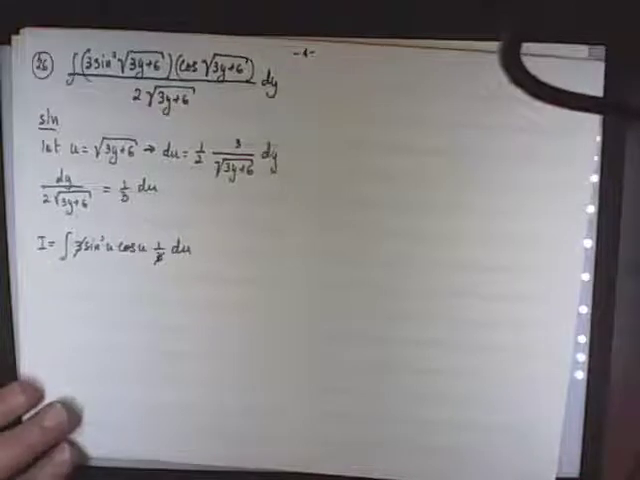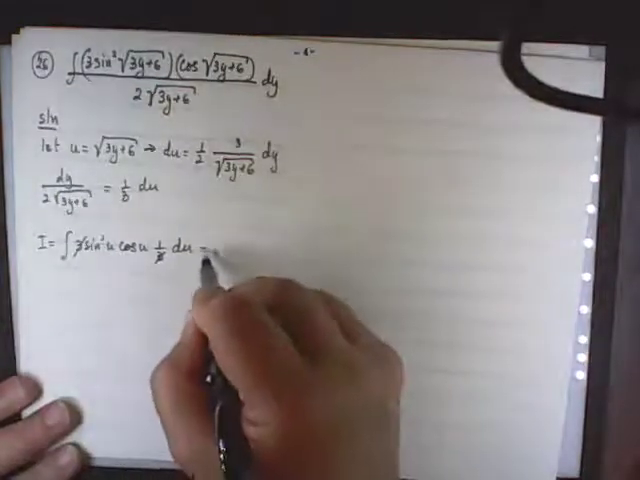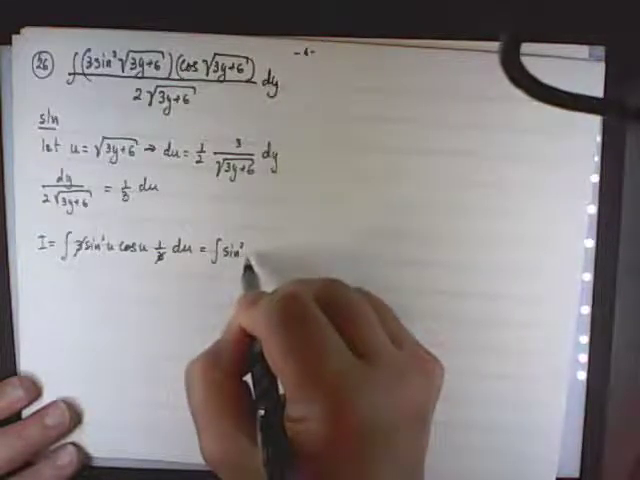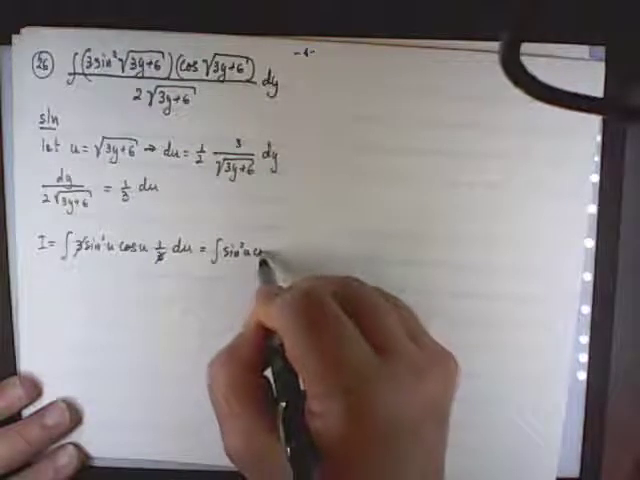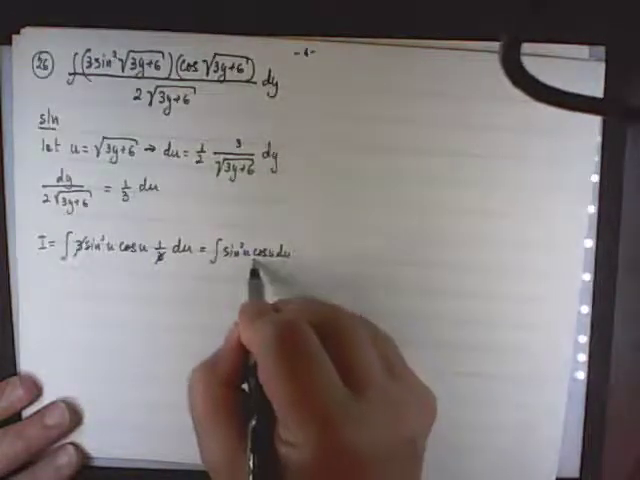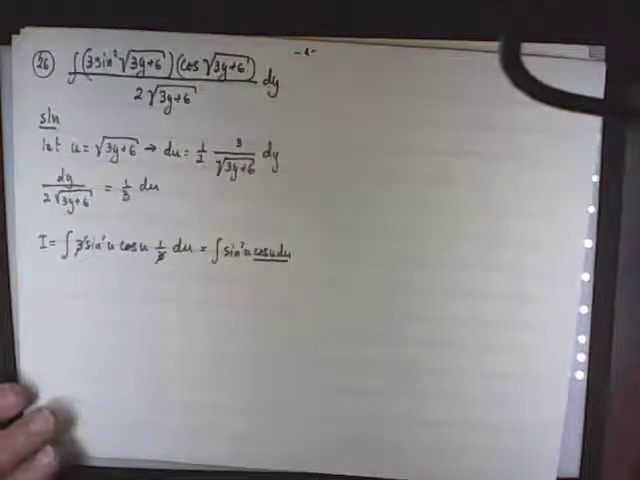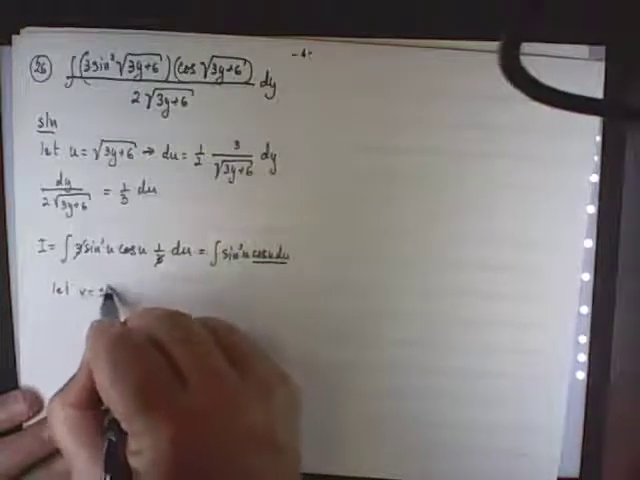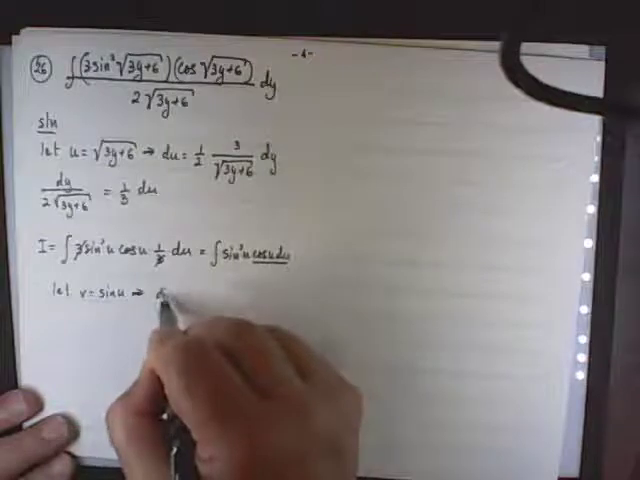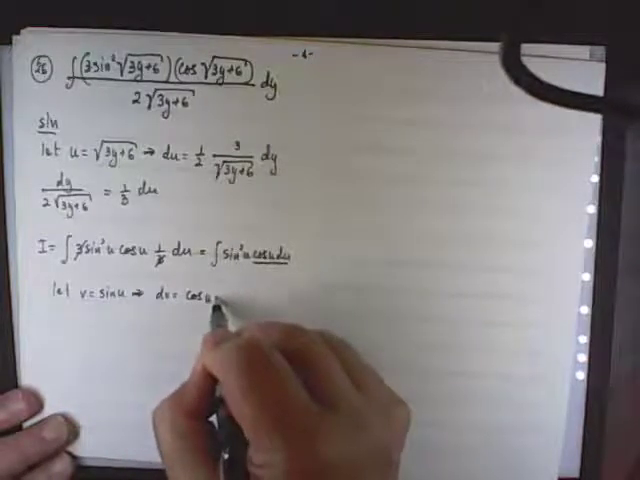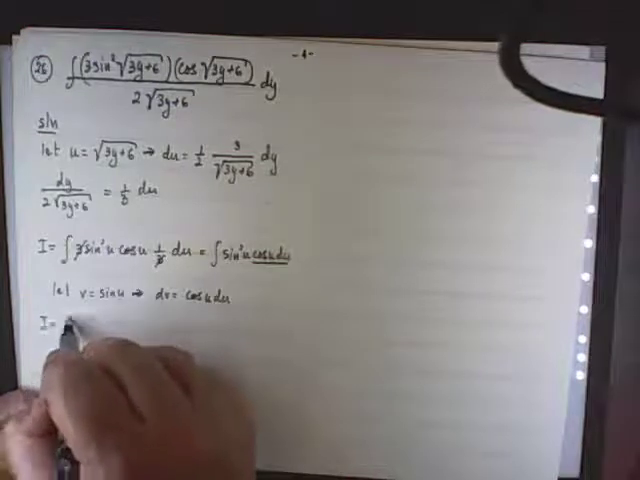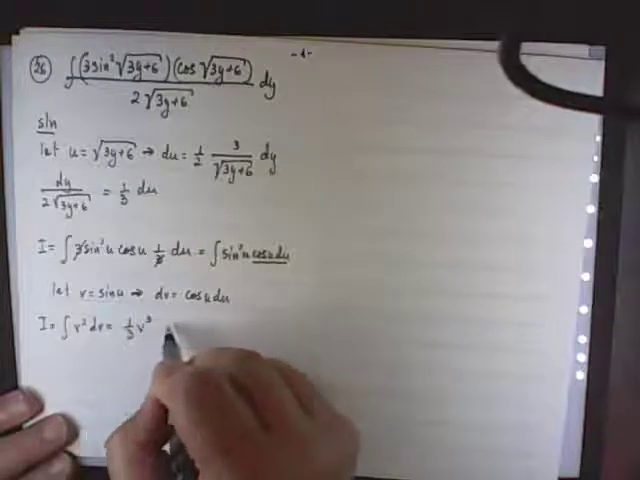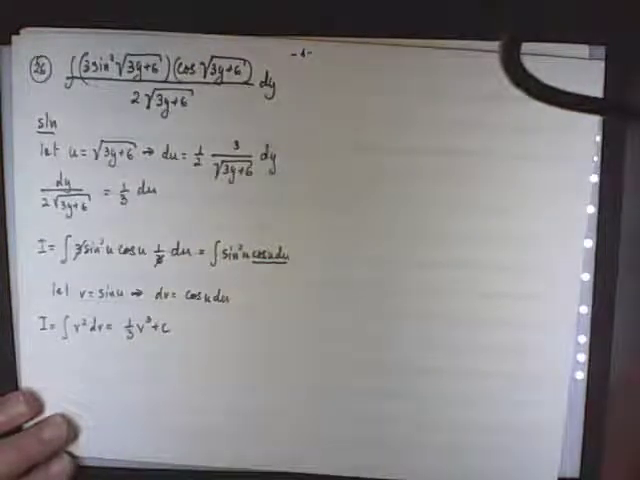So now what I'll do is another substitution. At this point I have the integral of cosine u du, and that's wonderful, a thing that we talked about today. So we let v equal sine u, and therefore dv equals cosine u du, and now I equals the integral of v squared dv, or 1/3 v cubed plus c.